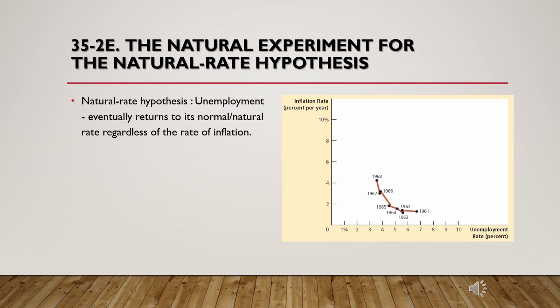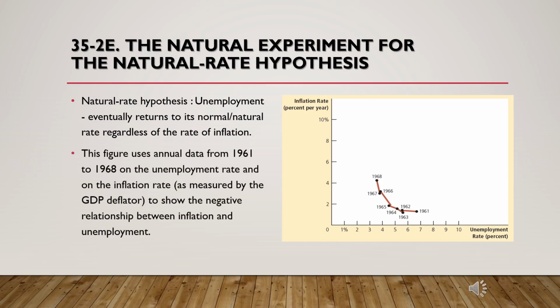Look at this data that was made for their prediction in 1968. The figure uses annual data from 1961 to 1968 on the unemployment rate and on the inflation rate as measured by the GDP deflator, to show the negative relationship between inflation and unemployment. As inflation rose over these 8 years, unemployment fell. The economic data from this era seem to confirm that policymakers face a trade-off between inflation and unemployment.